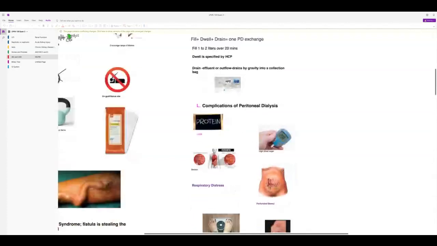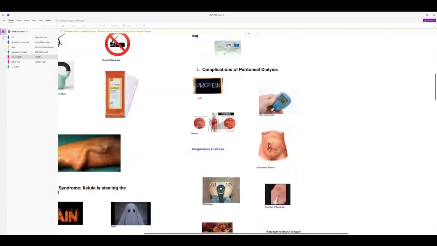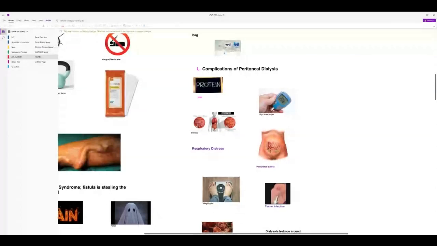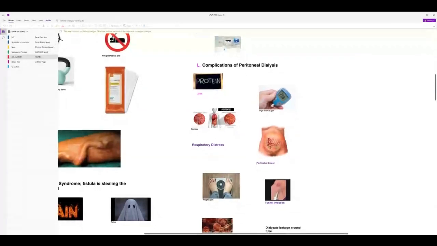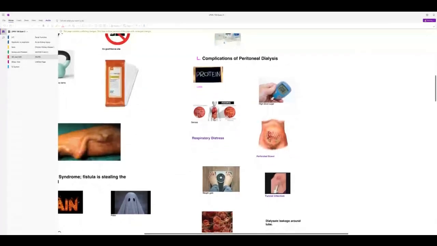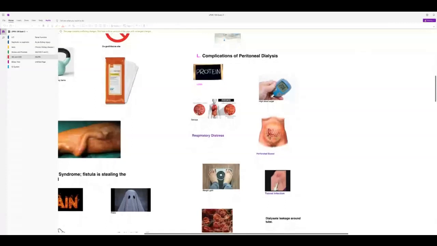Your complications include increased protein loss, so patients that undergo peritoneal dialysis have to increase protein. It can cause peritonitis. Peritonitis is a very serious condition. We're going to talk about it in a lot of the conditions we talk about in this series. They're going to complain of tenderness in their abdomen. They're going to be guarding.